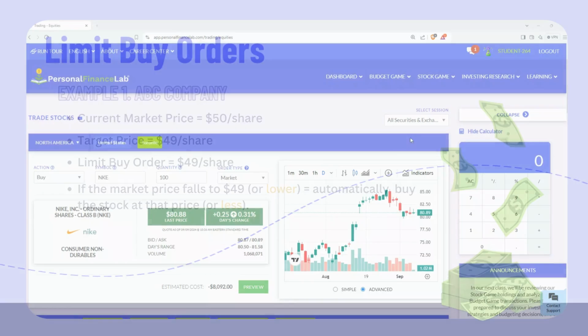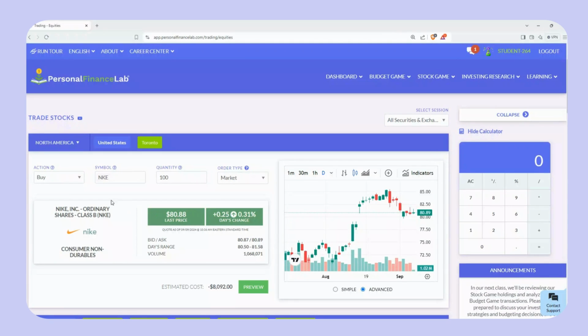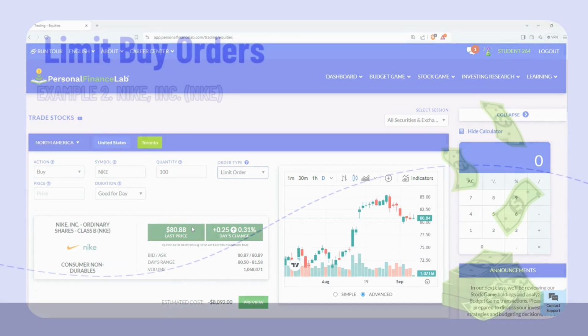or less. To use a limit buy order, first, go to the stock trading page. Enter the symbol you want to purchase and the quantity you want to buy. Next, change your order type to a limit order. Enter the maximum price you are willing to pay for the stock. Generally, the price should be near or below the current market price.